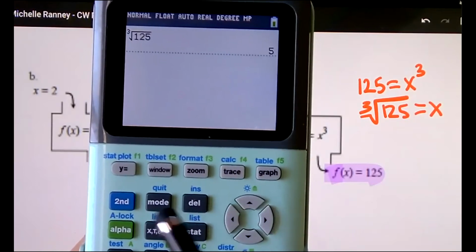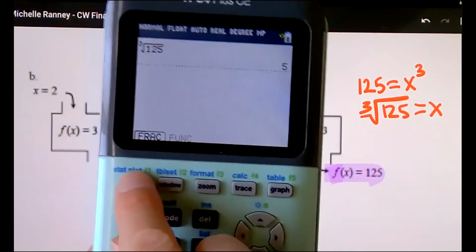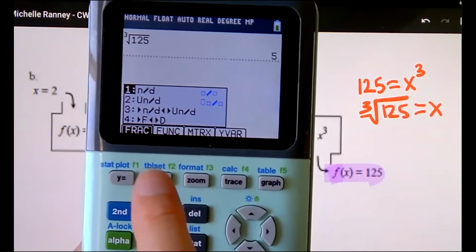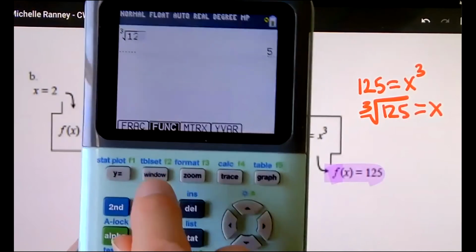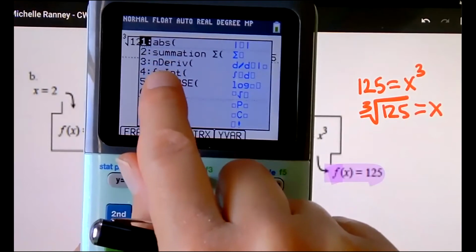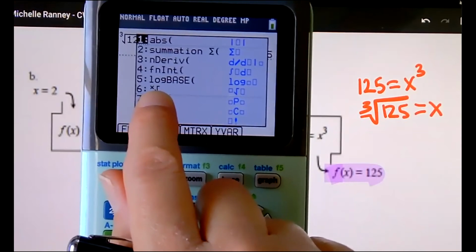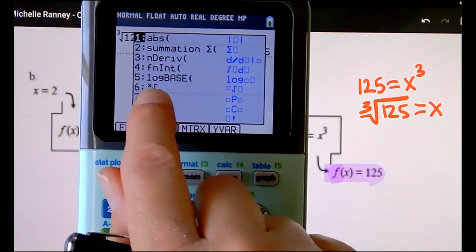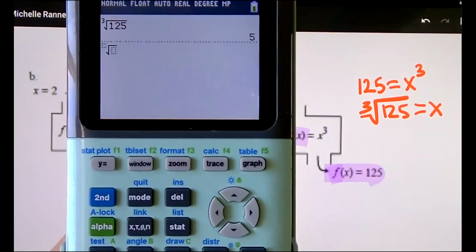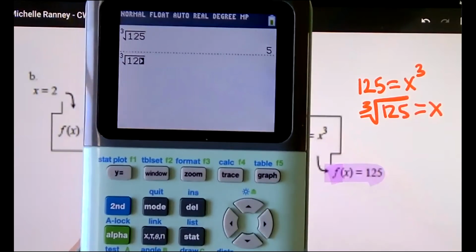Another place, I know I've taught you guys that alpha y equal gives you all the fraction options, and alpha, which I'm still in the alpha mode, okay? Window, okay, so I did alpha window. This number 1 is absolute value. These other ones we're not ready for yet. But here, number 6, this is any root, okay? Any root. So if I was going to do that one, either I put the 3 in first before I do that, or it gives me space to put the 3, and then I put in the 125.